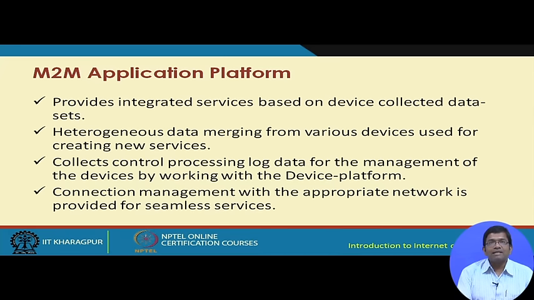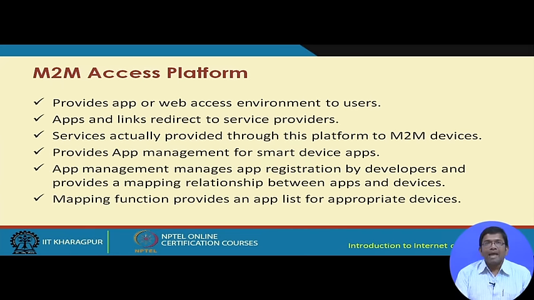The application platform provides integrated services based on the device collected data, and the heterogeneous data merging is done in this particular platform. From various devices, the data that is obtained is used for creating new services. The access platform basically provides app or web access environment to users. The apps and the links redirect to the service providers. The services are actually provided through this platform to the M2M devices, and this access platform provides the app management for smart device apps.